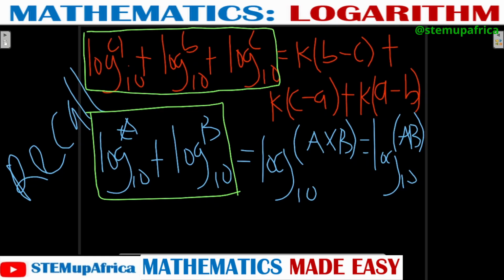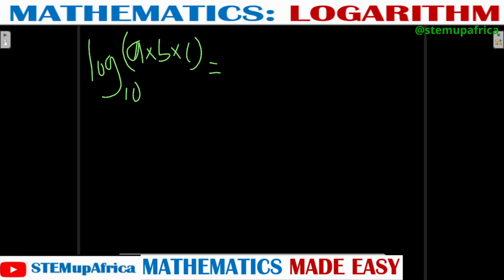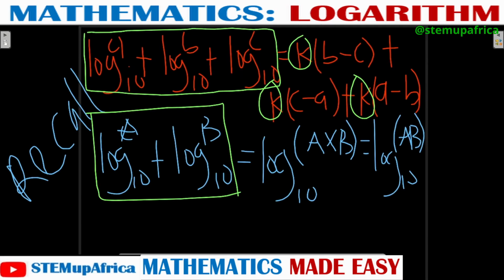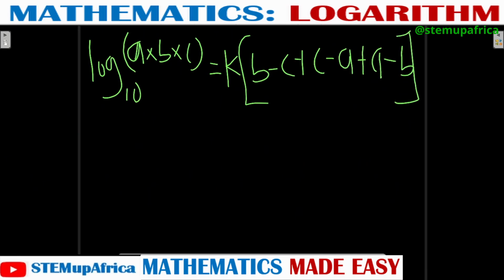But if you look at my right hand side, you can see we have k as a common factor. Let's bring out the k as a common factor from the right hand side. So we're going to have log in base 10 of a times b times c equals k into, I'm bringing out my k now as a common factor, b minus c, c minus a, and a minus b. So I'm having b minus c plus c minus a plus a minus b.